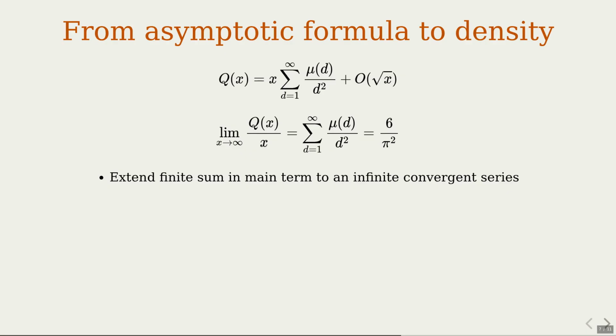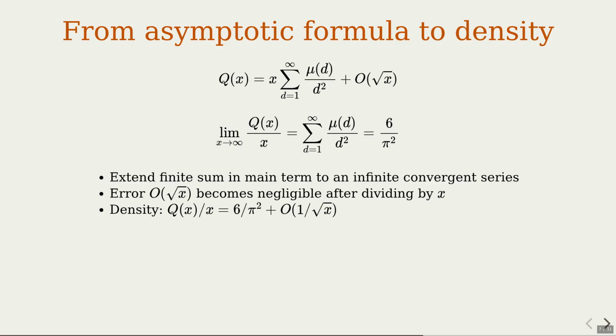Because the series of mu of d over d squared converges absolutely, adding the tail beyond square root of x only changes the main term by a tiny amount. Once we divide by x, that square root of x error term turns into 1 over square root of x, which goes to 0. So the proportion of integers up to x that are square free equals 6 over pi squared, up to an error that shrinks like 1 over square root of x. That matches the decimal pattern we saw earlier, and now we understand exactly how fast it converges.